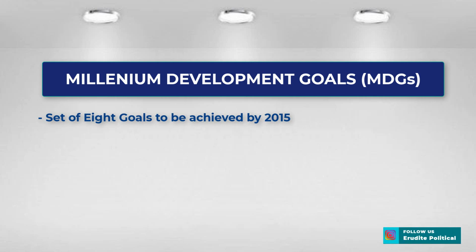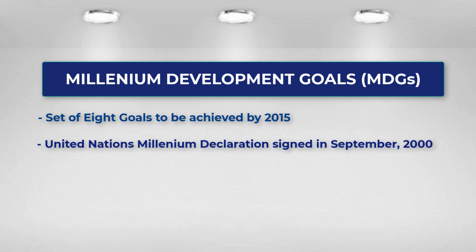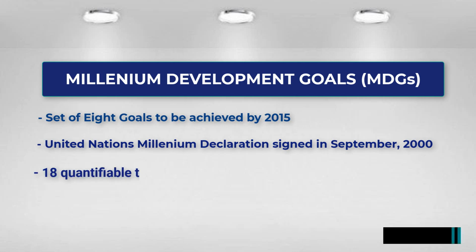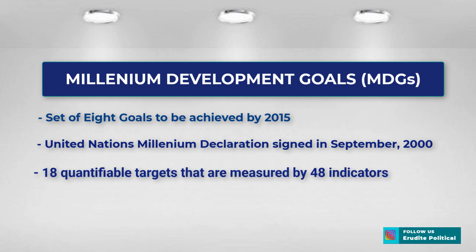Talking about the United Nations Millennium Declaration, this declaration was signed in September 2000, committing world leaders to combat poverty, hunger, disease, illiteracy, environmental degradation and discrimination against women. The Millennium Development Goals were derived from this declaration. Further, the Millennium Development Goals are broken down into 18 quantifiable targets, and to measure these targets there are 48 indicators.